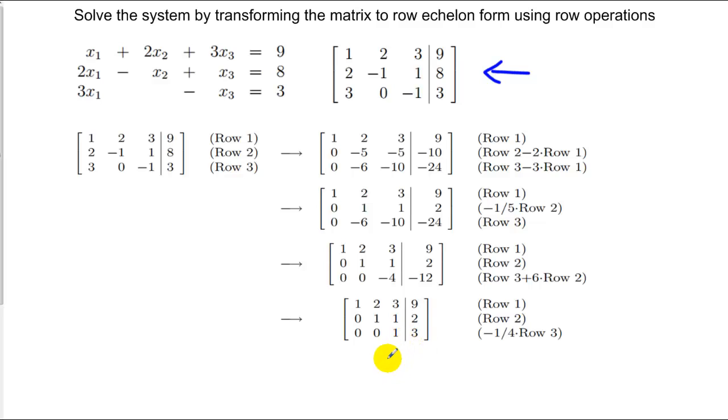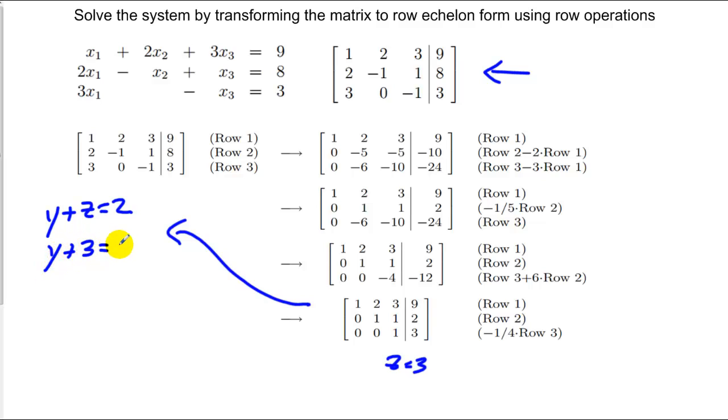I have z, or x sub 3, whatever you want to call it. I'm going to call it z, is equal to 3. I can go back up because I know from this matrix that y plus z is equal to 2. Therefore, I have y plus 3 equals 2. Whoops, sorry, y plus 3 equals 2, and y is equal to -1.